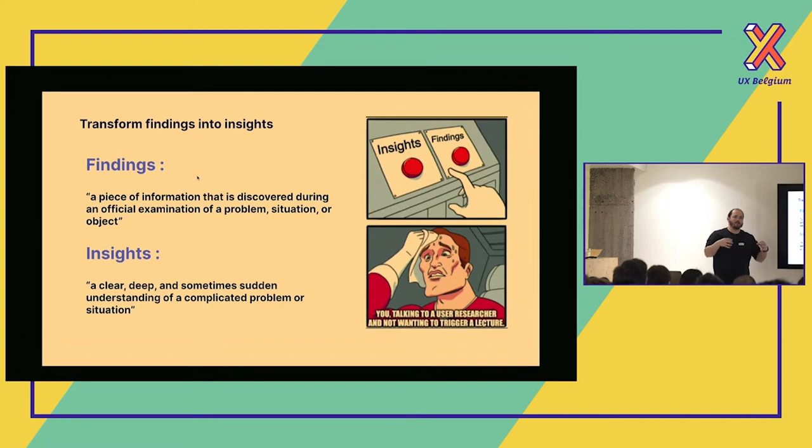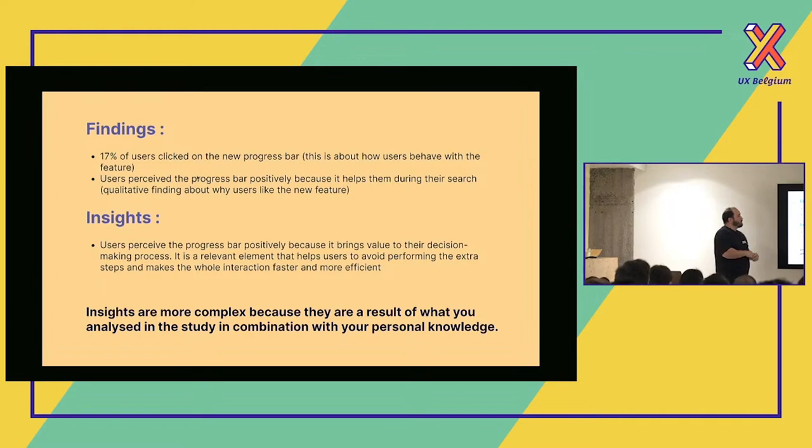So, if we take this example, quite often we present this kind of element as an insight. In fact, this is a finding, because the insight provides a justification of, we observe these two elements, so we can mix it, understand it, and provide a clear insight for this. So insights are more complex, and they are the result of the analysis combined with personal knowledge. As a UX researcher, you have some knowledge about the company, and the idea is to mix that with the findings to provide some insights.